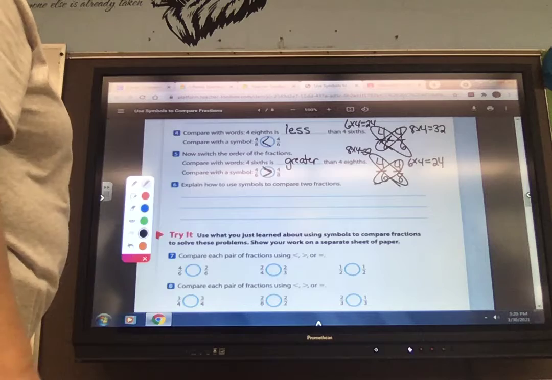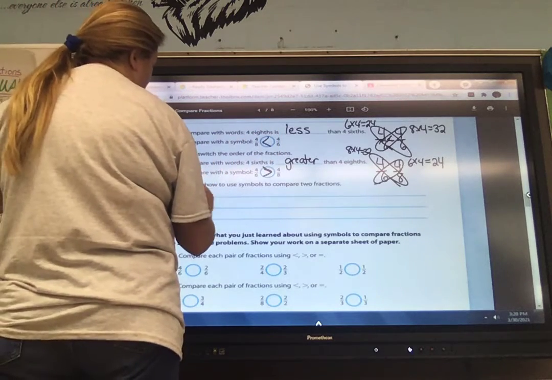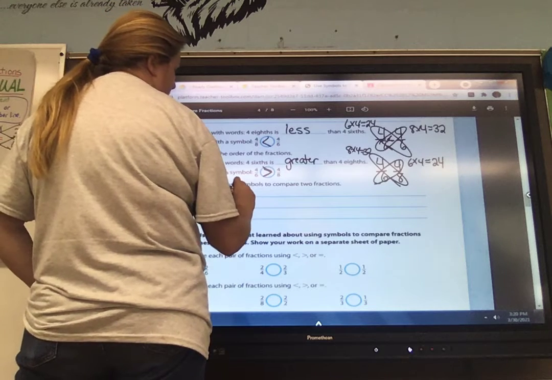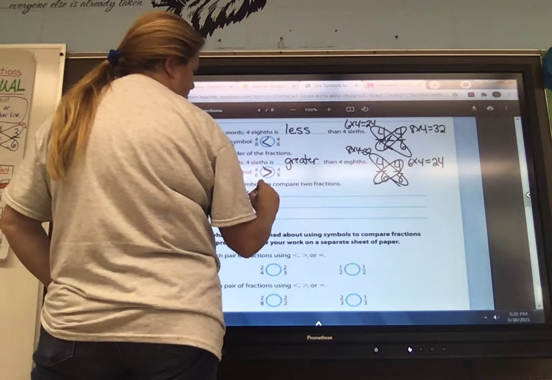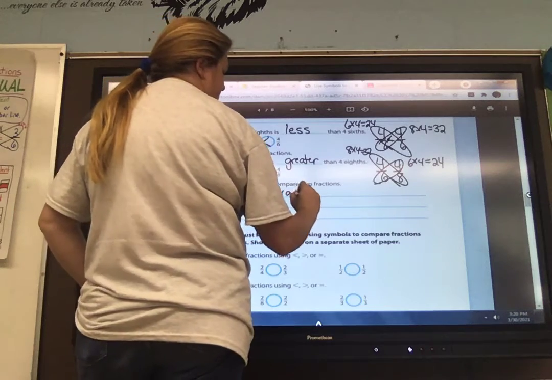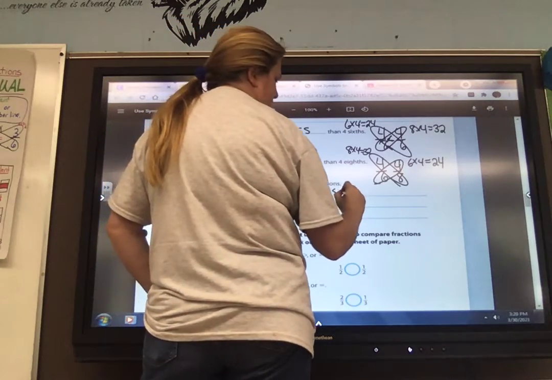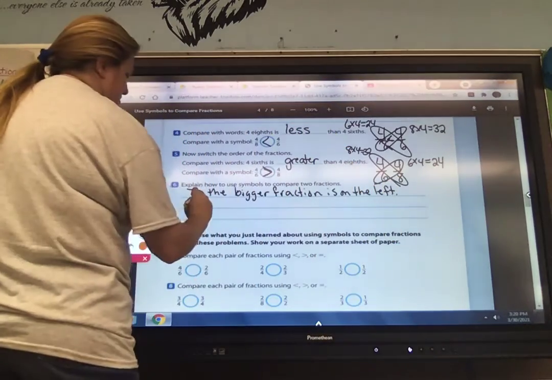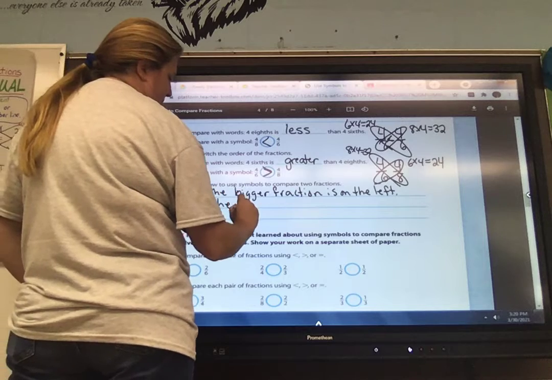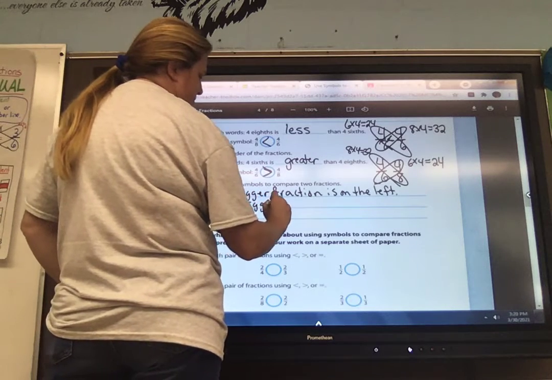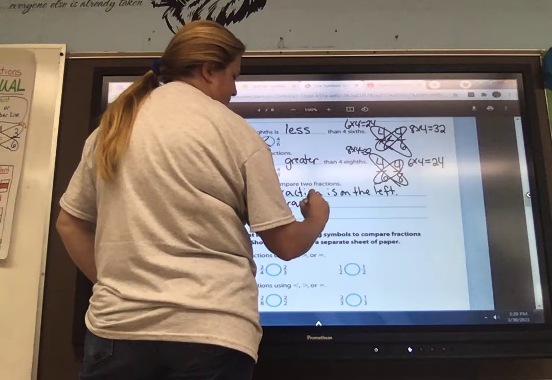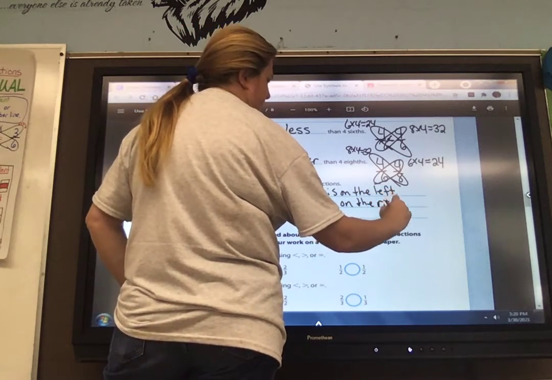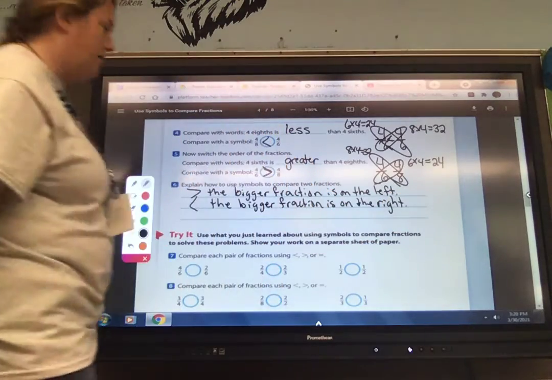Explain how to use the symbols to compare fractions. The greater than symbol means the larger or bigger fraction is on the left. The less than symbol, the bigger or larger fraction is on the right. That's all those symbols do.